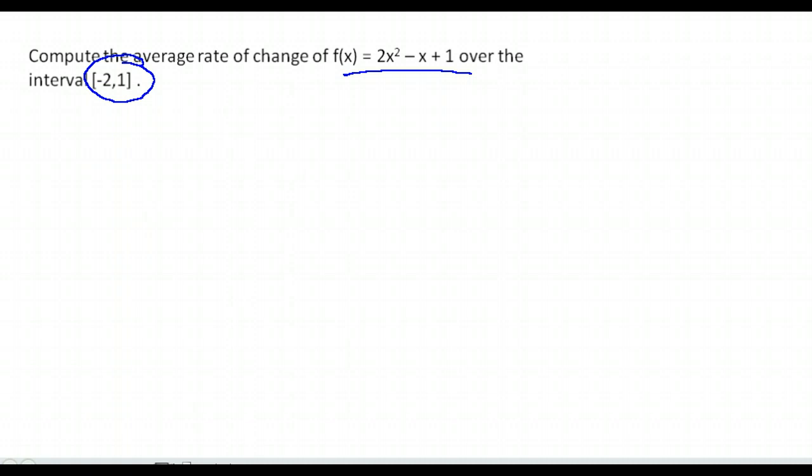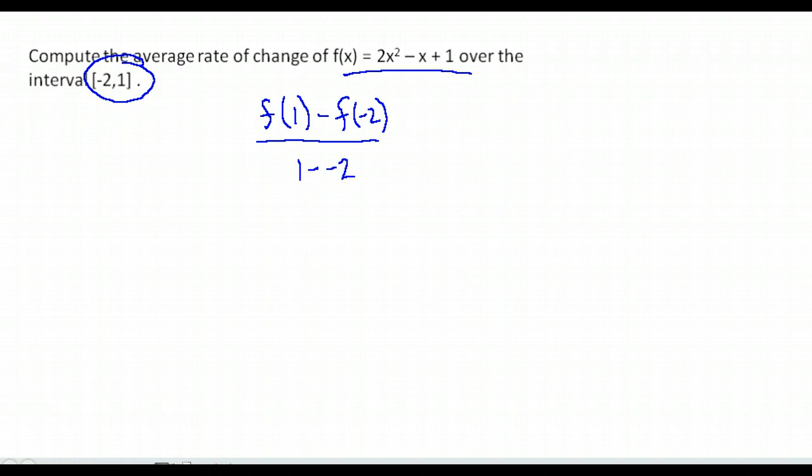Okay, so our formula would tell us to do f of 1 minus f of negative 2 and put that over 1 minus negative 2. Let's try that out. Our first job is to find out what f of 1 and f of negative 2, what those values are.